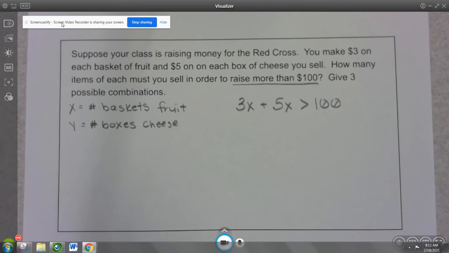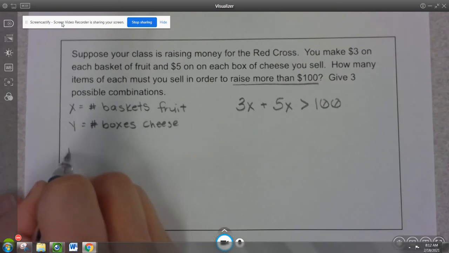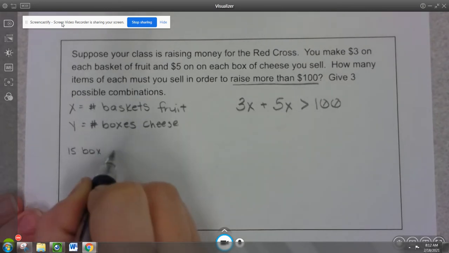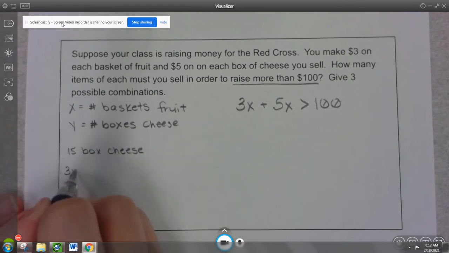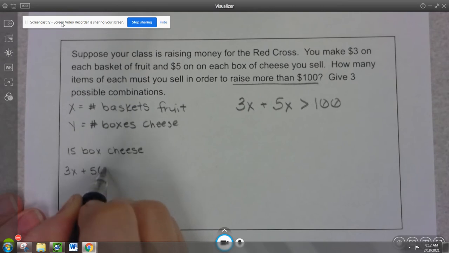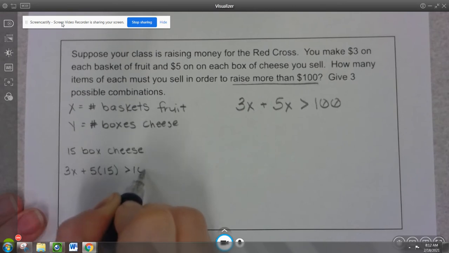So that means I'm going to do some pulling out of the air of some numbers for baskets of fruit and boxes of cheese. Now, since the boxes of cheese are more, I'm going to say let's start by doing 15 boxes of cheese. So that's going to be my first one. Well, then that would be 3x plus 5 times 15 being greater than 100.